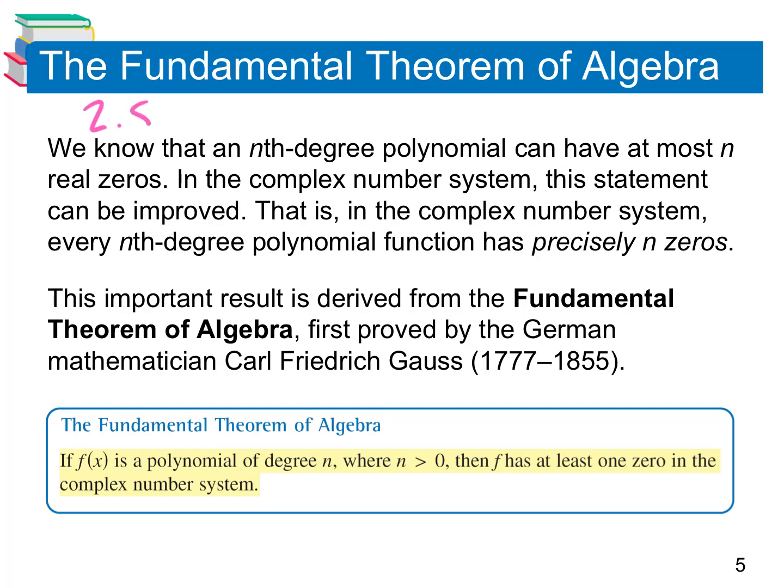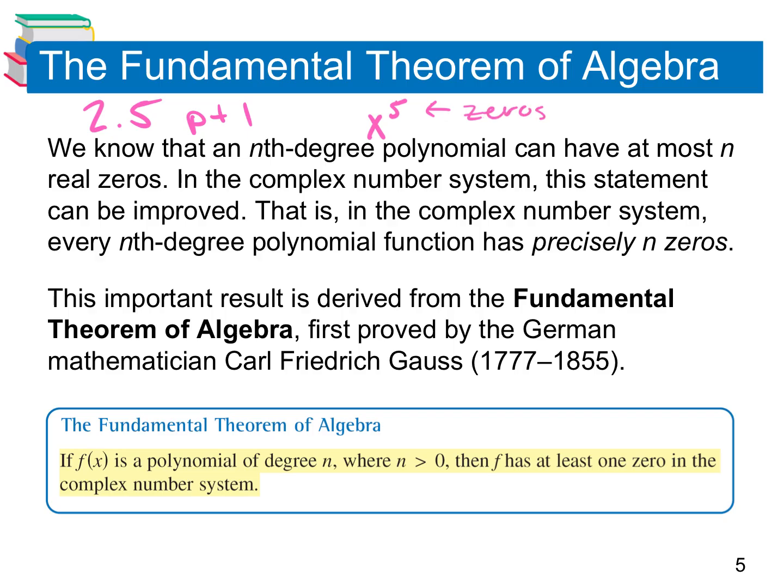All right, 2.5, this is part 1 notes. We're going to talk about the fundamental theorem of algebra. This just states that whatever our highest degree is, that's how many zeros we're going to have. So we've kind of been doing this for the last few sections. So if I have x to the 5th power, I know that I'm going to have 5 zeros.